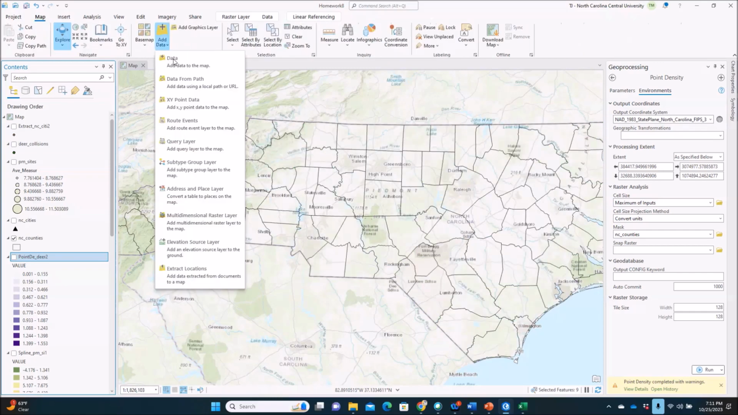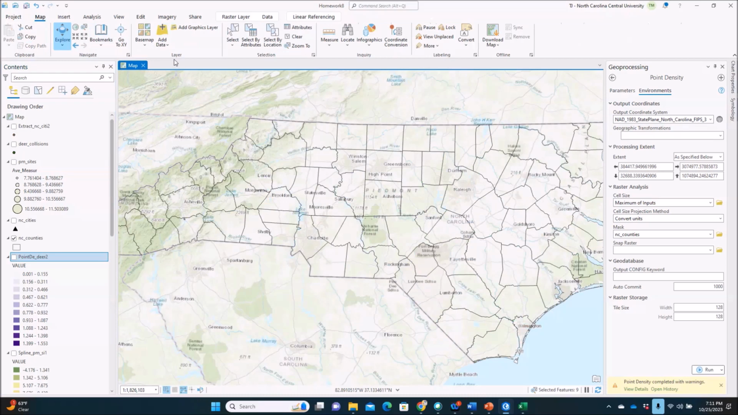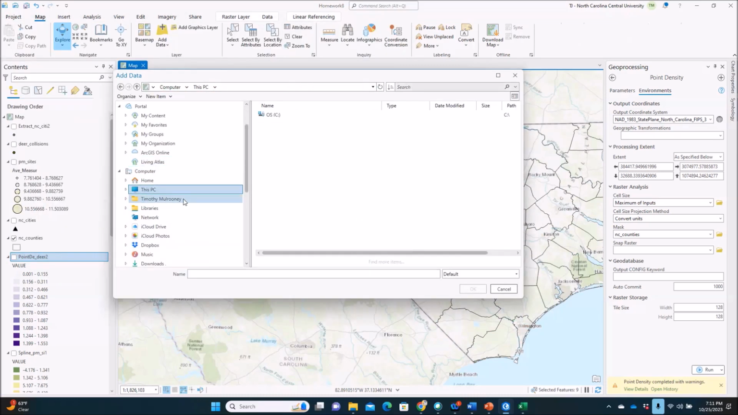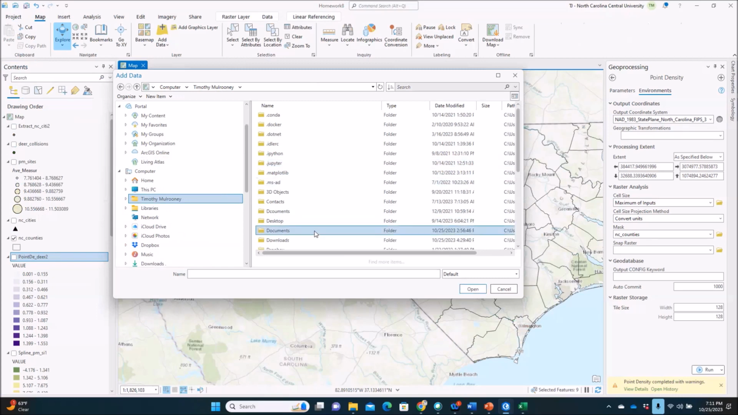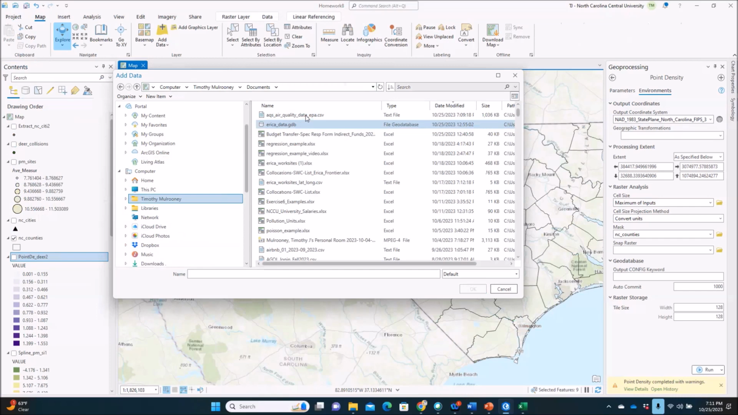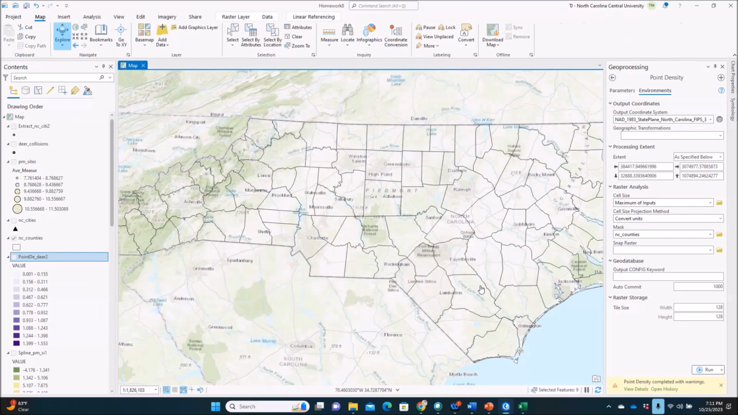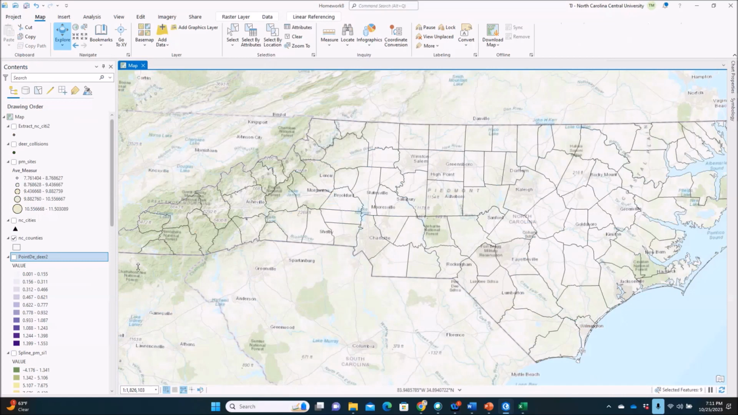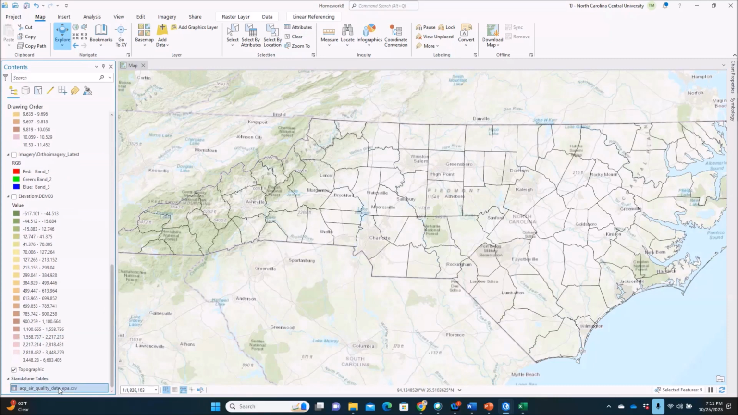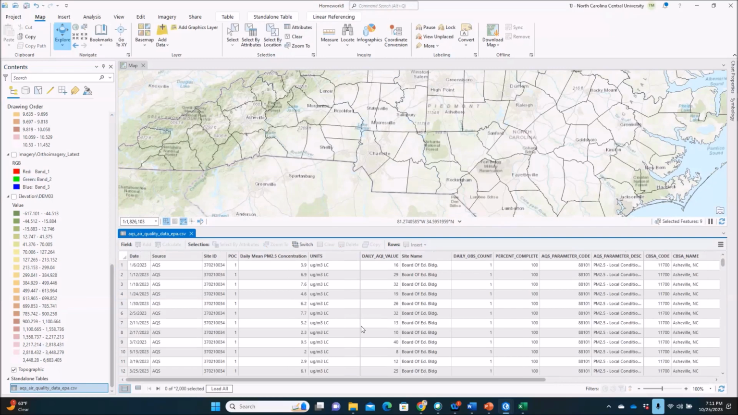But since we're here and I didn't magically delete it yet, I'm going to add the data sitting in my Timothy Mulrooney documents, State modified. This is the EPA stuff sitting right here, ready to go. You can see this is a standalone table, and you can go back and revisit this later if you want.